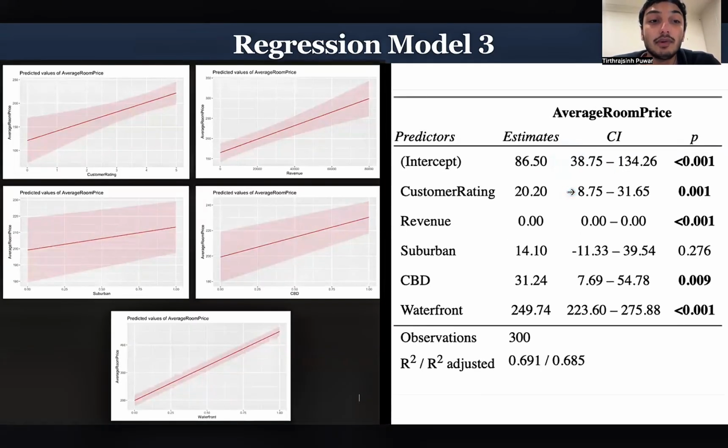Finally, these 5 plots show the predicted values for each predictor. The red line is a fitted regression and the pink band is a 95% confidence interval. The steep waterfront slope visually confirms that it drives the majority of the price variation, being the strongest predictor in our dataset. Customer rating and revenue show positive slopes with wider bands too. Together, all of these confirm that Model 3 is statistically sound and our strongest model overall.